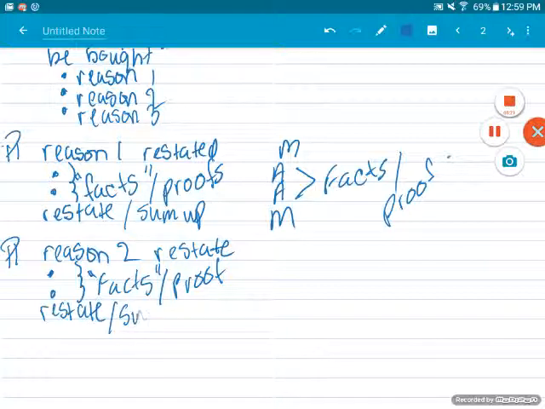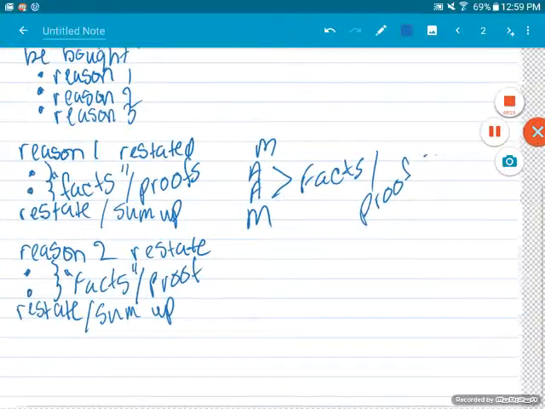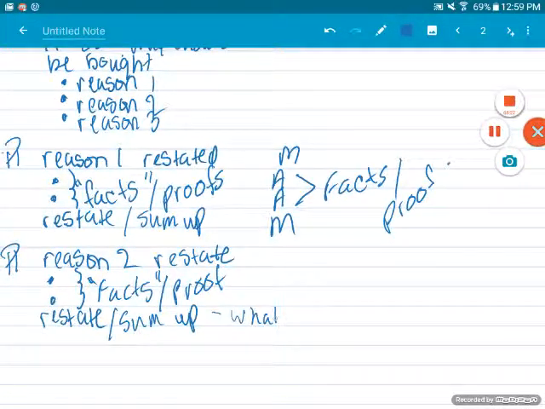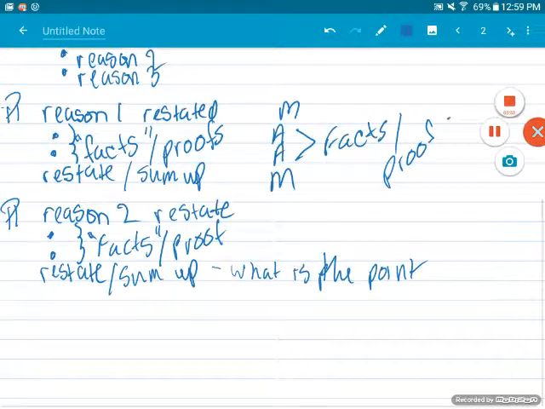Restate, sum up. Answer the question: what was my point? What's the point of the paragraph? What am I trying to say? Because otherwise it gets too long and drawn out. Okay, watch. Next paragraph. What am I going to put there? Any ideas?